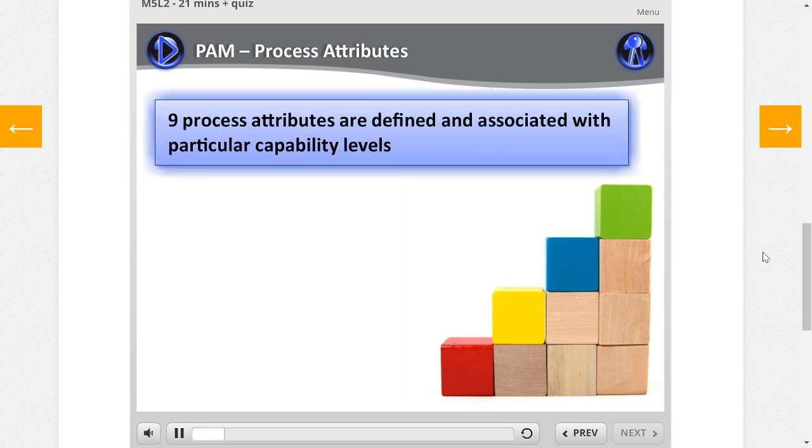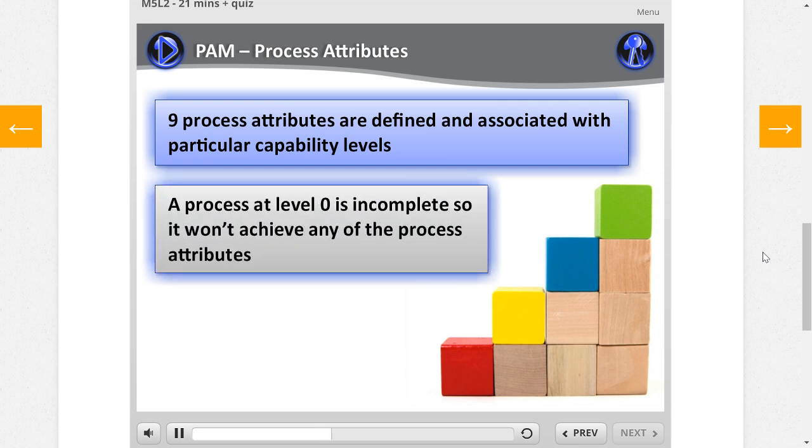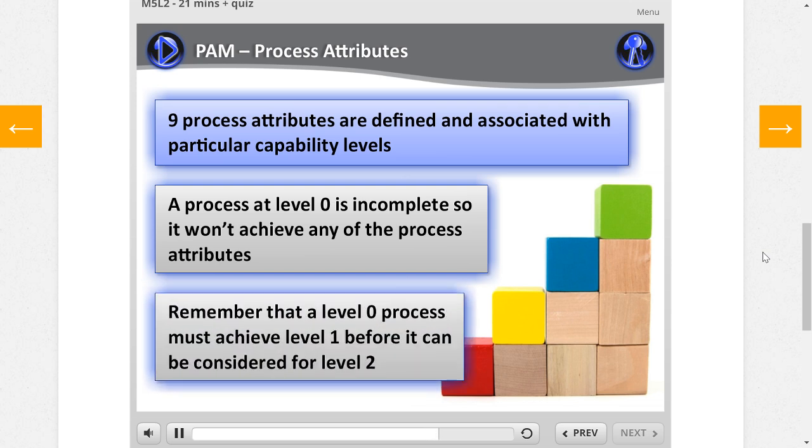9 process attributes are defined and associated with particular capability levels. Let's go through them, level by level. Level 0 is the starting point. A process at this level is incomplete, so of course it won't achieve any of the process attributes. Remember though, a process must achieve level 1 before it can be considered for level 2.